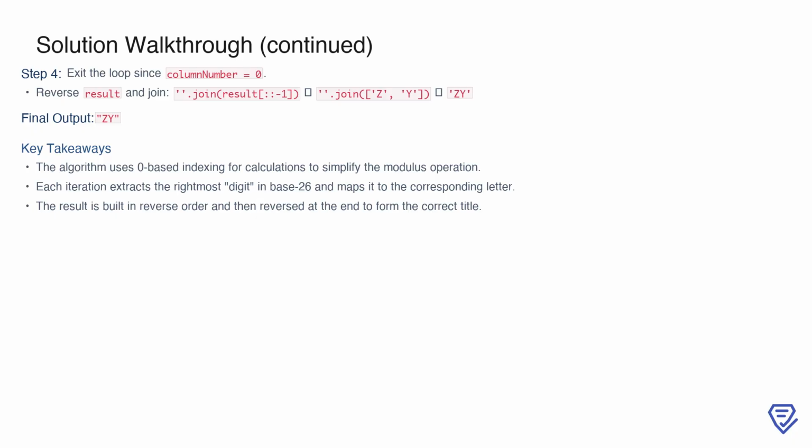To summarize the key takeaways, this algorithm uses 0 based indexing to simplify calculations, extracts the rightmost digit in base 26 during each iteration, and maps it to its corresponding letter. The result is built in reverse order and then reversed again at the end to produce the correct Excel column title. This approach ensures the solution is both efficient and easy to understand.